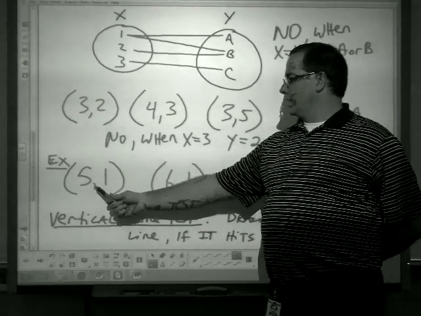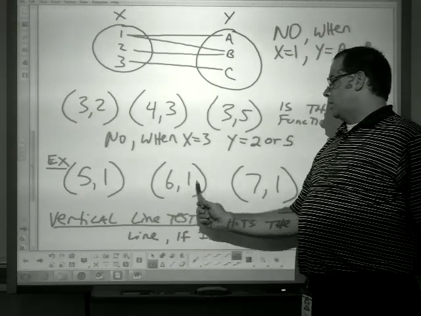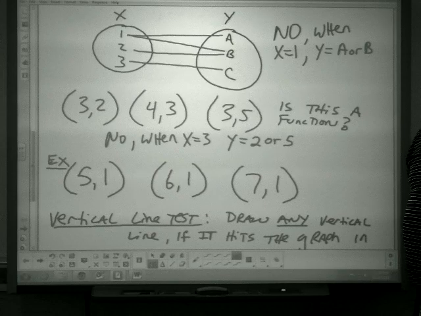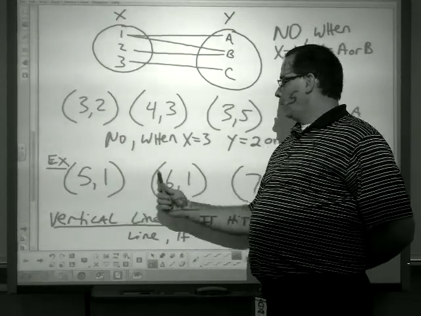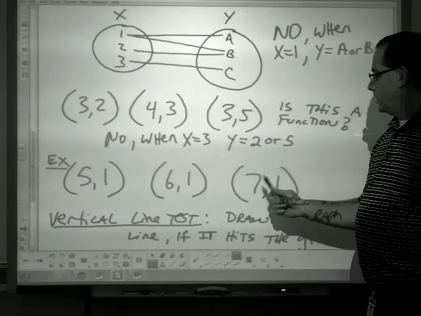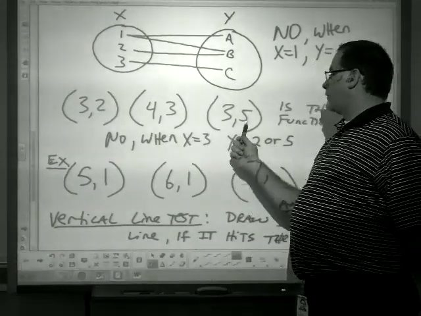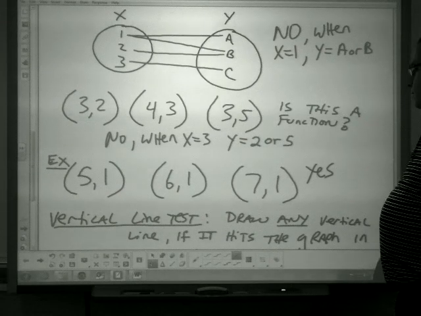How about this one? Is this a function? When x is 5, y is 1. When x is 6, y is 1. When x is 7, y is 1. Yep, that's okay because when x is 5, I know what y is. When x is 6, I know what y is. There's no guesswork. Here, when x is 3, it could be either 2 or 5, so therefore not a function. Here, this one, yes, this is a function.